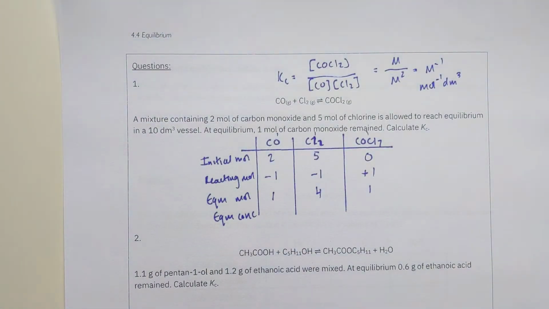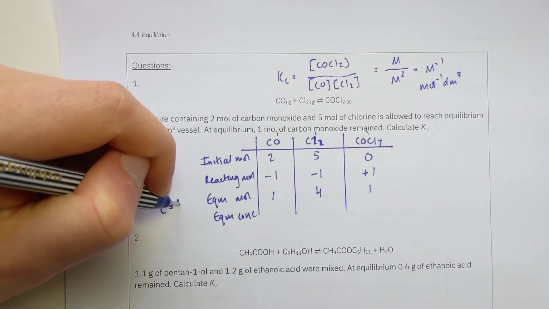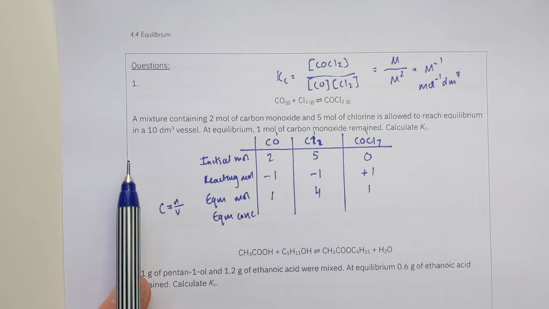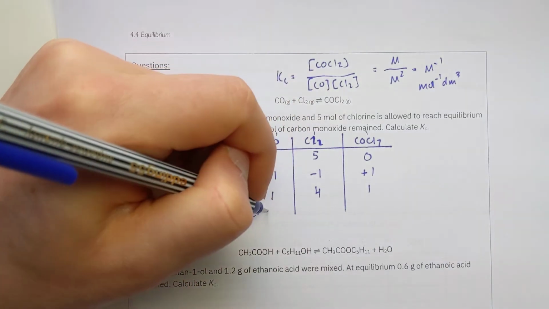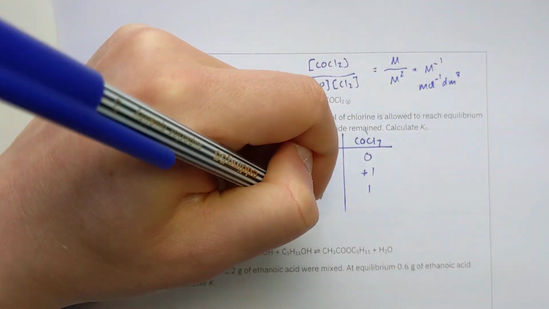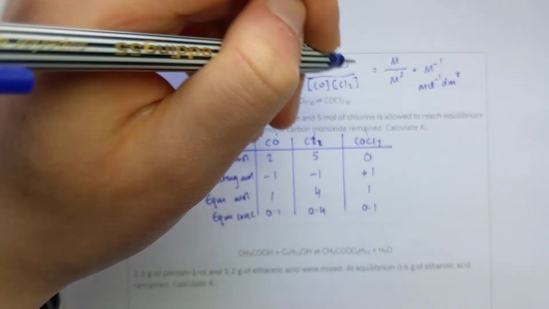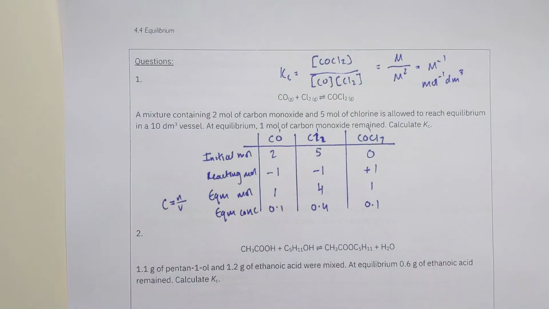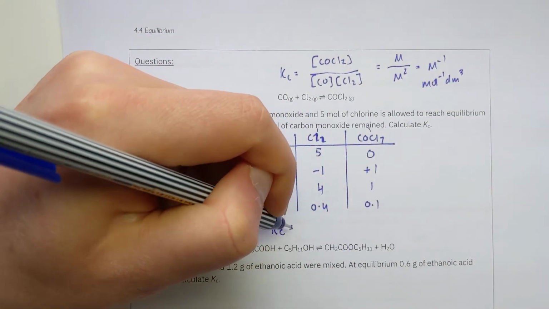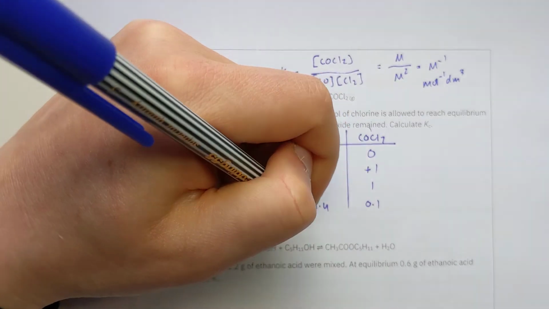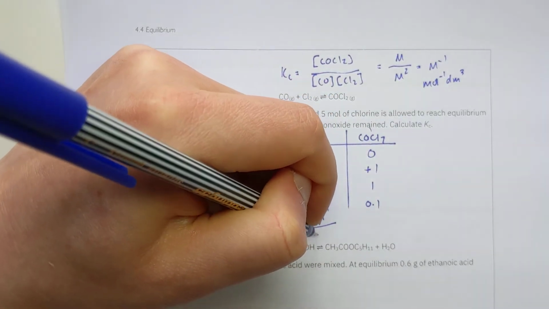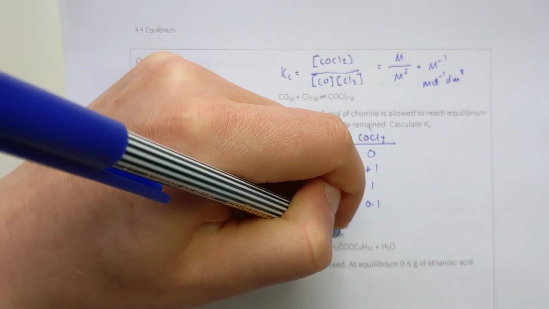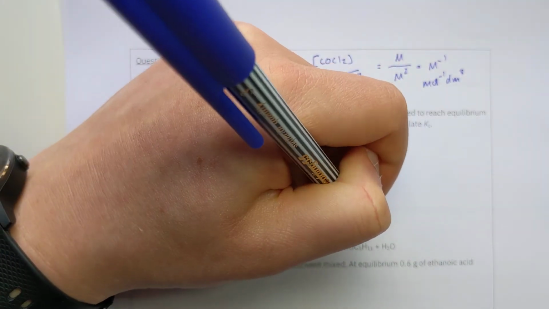So remember, I can't in this case just go straight to Kc now, I have to convert it into concentrations, so use concentration as number of moles over volume. Luckily in this one it's not too tricky to do because I'm dividing by 10 decimeters cubed. So 1 divided by 10 is 0.1, 4 divided by 10 is 0.4, 1 divided by 10 is 0.1. And at this point I now have got everything I need to calculate Kc. So Kc equals COCl2, which is 0.1, divided by CO, 0.1, multiplied by Cl2, 0.4. Type that into my calculator, ends up being 2.5.